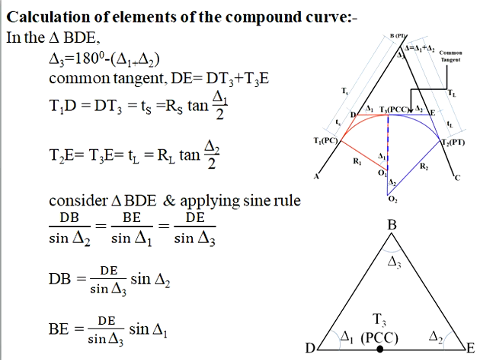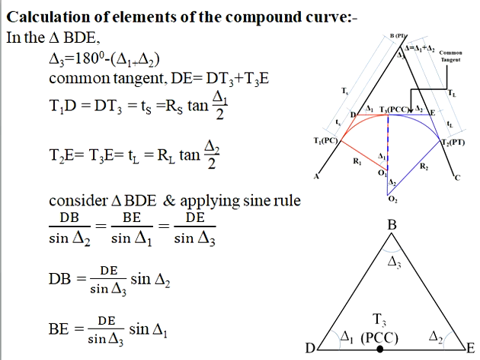Now in this we shall see the relation between the elements. In the triangle BDE, we have three angles in which two are known, that is delta 1 and delta 2. The third, delta 3, is to be calculated by using property of triangle, that is delta 3 is equal to 180 degrees minus (delta 1 plus delta 2). The second element is the common tangent.